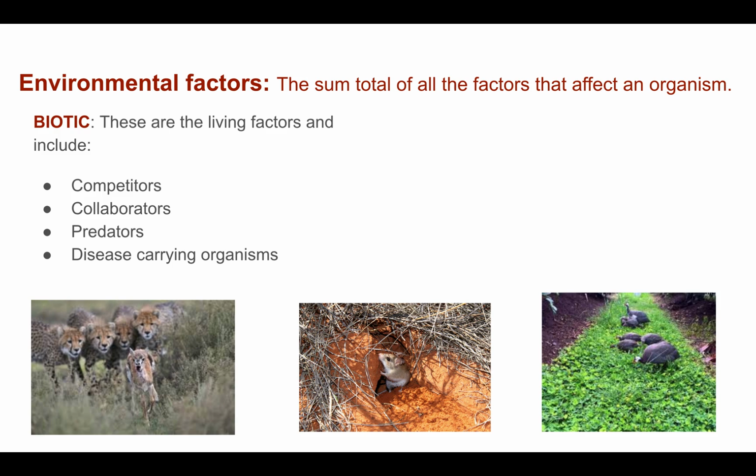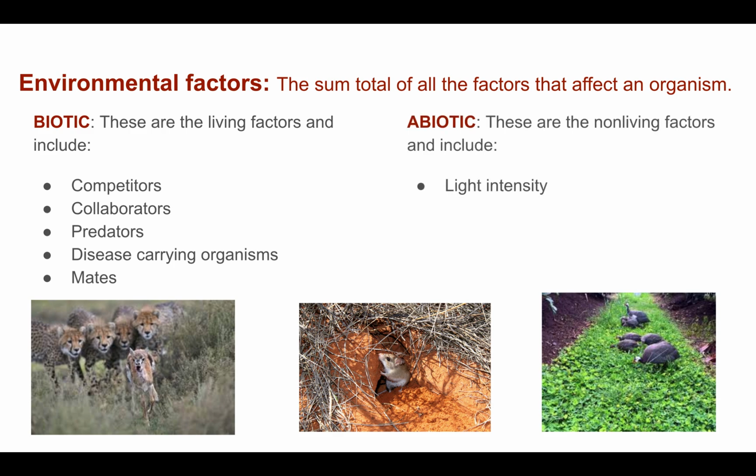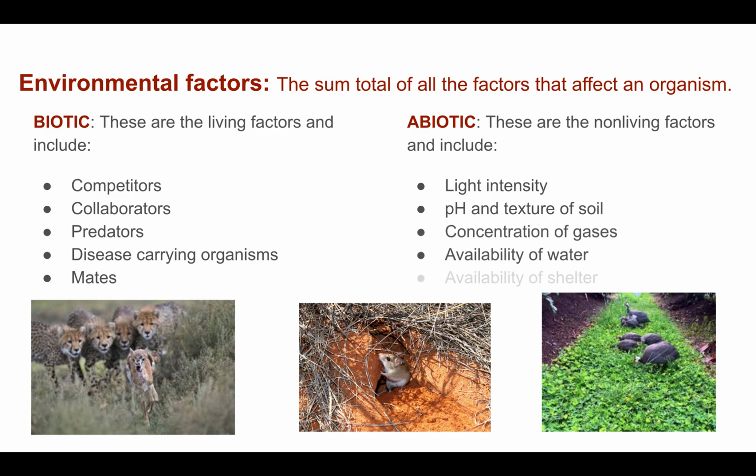Another biotic factor would also be disease-carrying organisms, so things like bacteria and viruses, and also things like mosquitoes, which are vectors and carry diseases from one organism to another. The abiotic things are the non-living factors. So what would this be? This would include things like the amount of light. So the plants in that third picture are relying on a certain amount of light. The pH of the soil, the texture of the soil, concentration of gases, how much water, how much shelter. So that little guy in the middle photo who's got a burrow dug into the soil, that would be an abiotic factor.